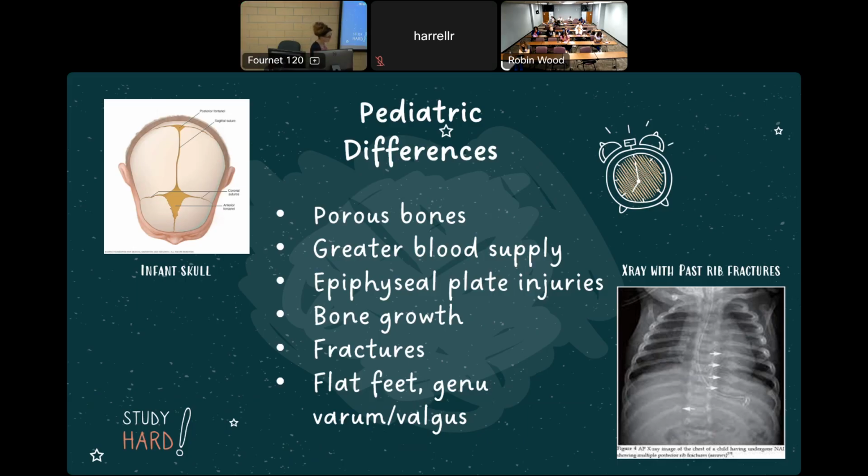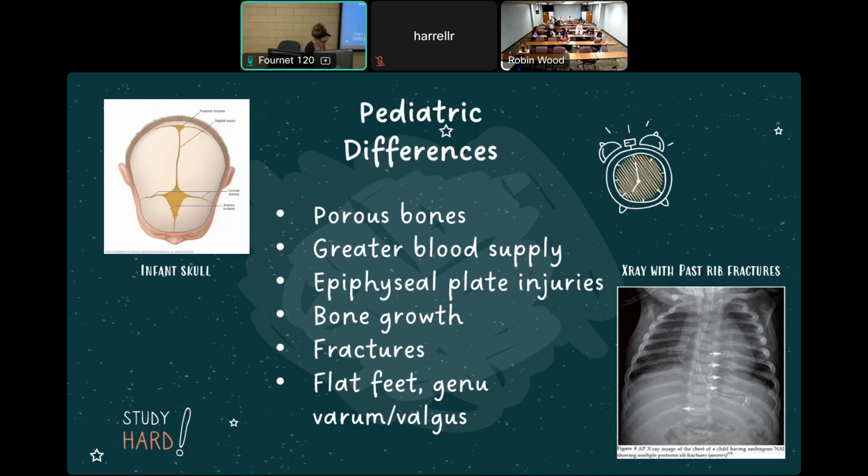Less depressingly, flat feet are usually normal until kiddos are about 6. And then genu varum and genu valgum. So this is bow leg and knock knees. So cute. And I have pictures of these on the next slide.